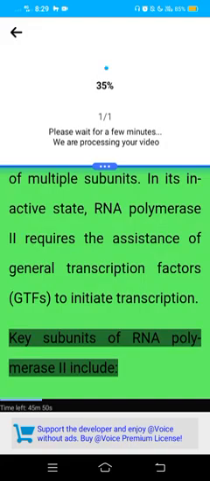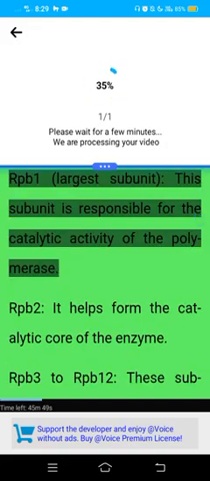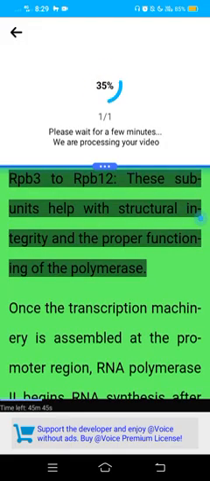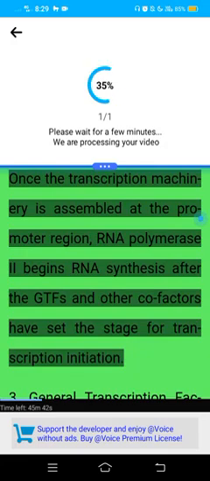Key subunits of RNA polymerase II include RPB1, the largest subunit. This subunit is responsible for the catalytic activity of the polymerase. RPB2 helps form the catalytic core of the enzyme. RPB3 to RPB12 help with structural integrity and the proper functioning of the polymerase. Once the transcription machinery is assembled at the promoter region, RNA polymerase II begins RNA synthesis after the GTFs and other cofactors have set the stage for transcription initiation.